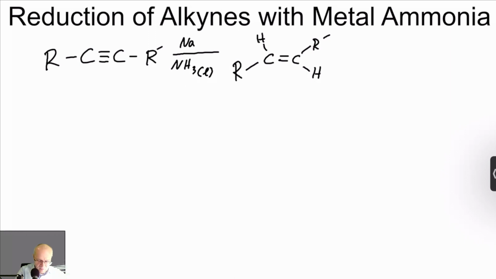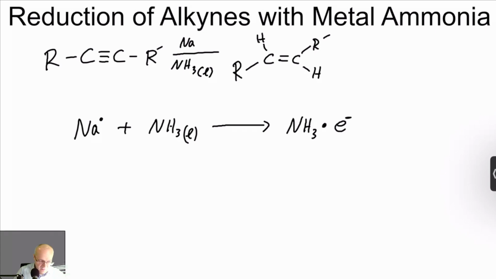Now what's happening in the flask when sodium metal is added to liquefied ammonia, so it's really cold in there, you'll get what's called a solvated electron, plus sodium cation. We call this a solvated electron, and it is a deep blue color. You'll know you're successful in creating the solvated electron because of the color of the solution.